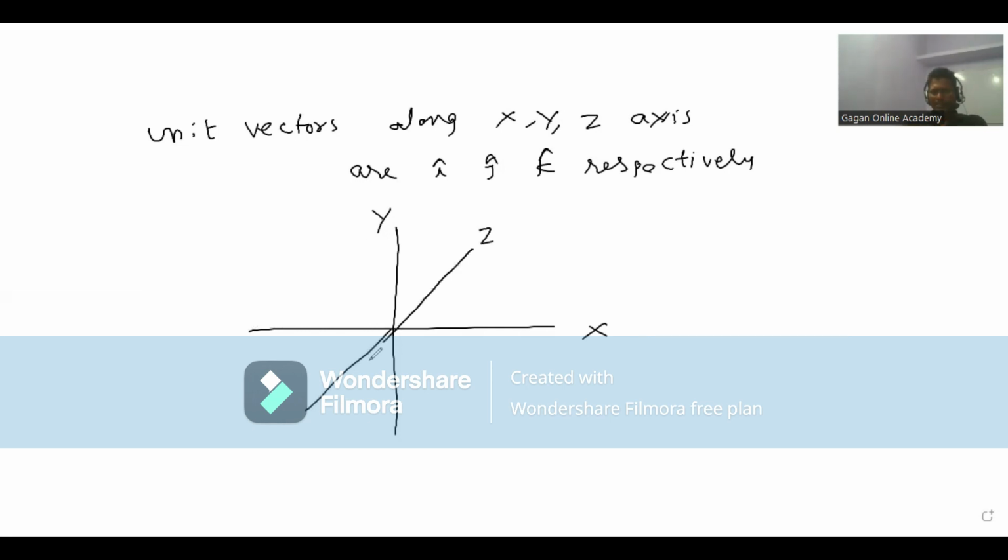This is say the z-axis. These x-axis, y-axis and z-axis are mutually perpendicular to one another. I will show you like this, these are perpendicular. In this way, x-axis, y-axis and z-axis. Remember this. This is the y-axis, this is the x-axis and this is the z-axis.